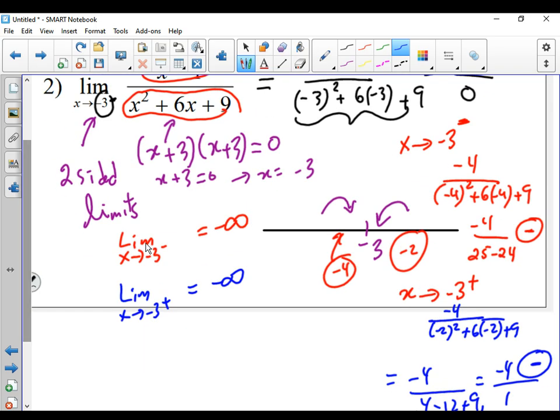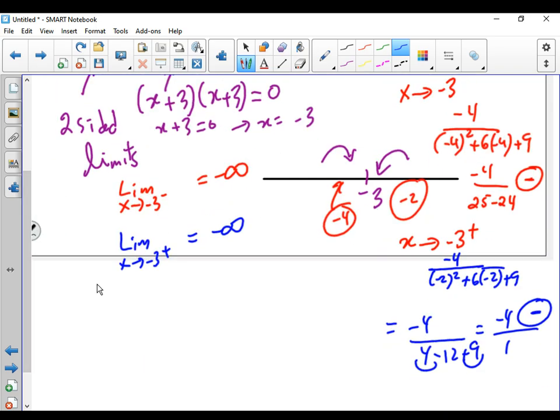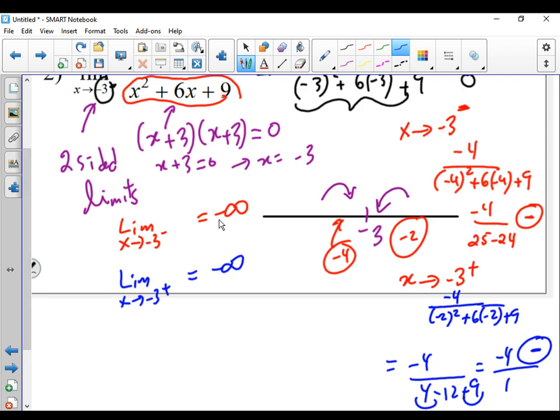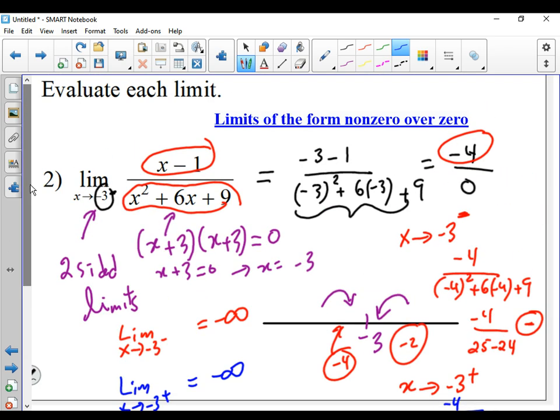Since the two one-sided limits each are -infinity, they match, then the answer to my original problem, the two-sided limit, is also -infinity.